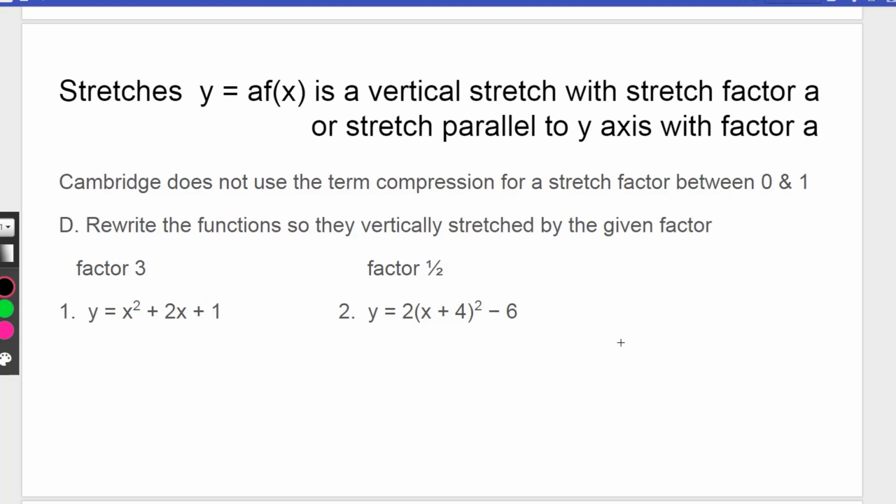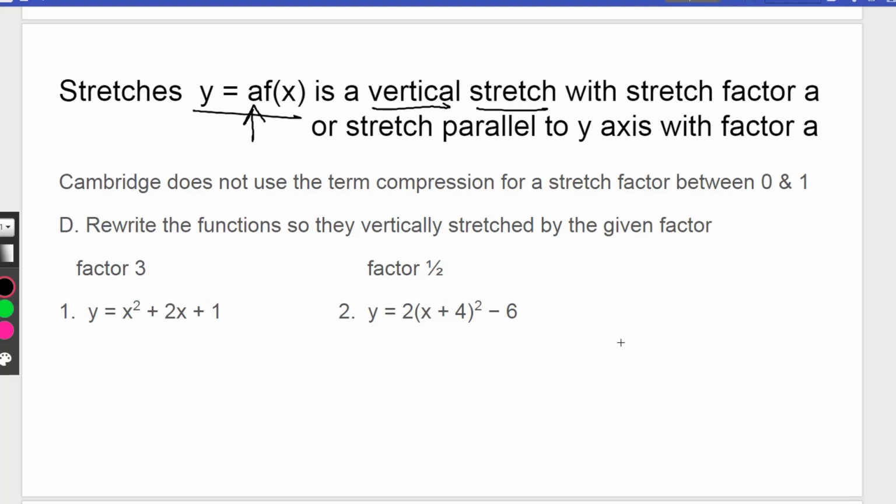If you say it's 3, they'll know it's a stretch. You say it's 1/2, they'll know it's a compression. So basically all we've got to do is, like this said, if I know this notation, if I want to stretch, all I do is multiply the entire thing by a. And again, there are 2 kinds of stretches: a vertical stretch and a horizontal stretch.